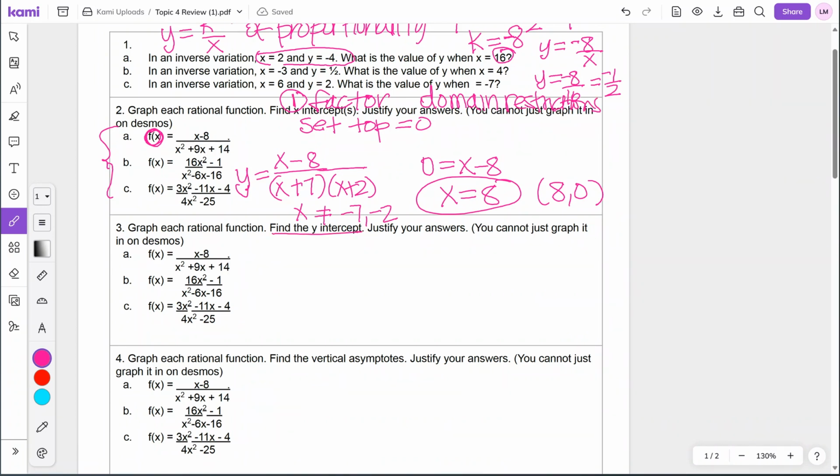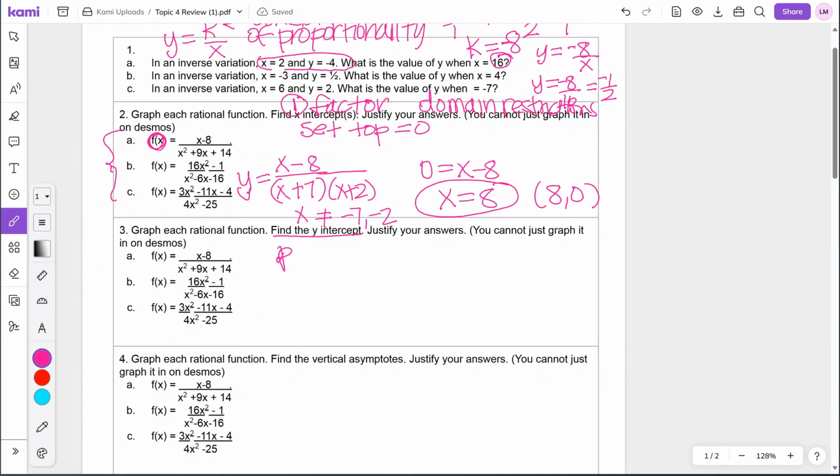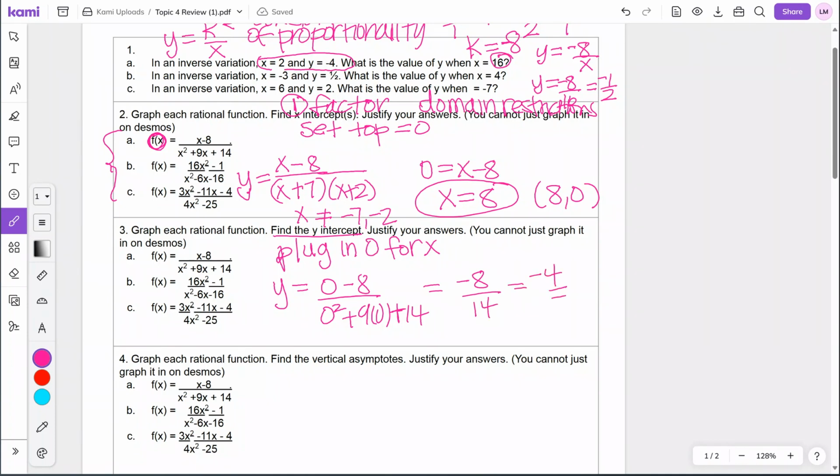Now we're going to find the y-intercept. So to find the y-intercept for all three of these, I'm going to plug in 0 for x. So I go to my a equation, and remember f of x is just y, so y equals 0 minus 8 over 0 squared plus 9 times 0 plus 14. So notice plugging in 0 for x knocks out all of the x's, so I'm left with the numbers at the end. So negative 8 over 14 or negative 4 over 7 is my y-intercept. And I work all three of those that way.